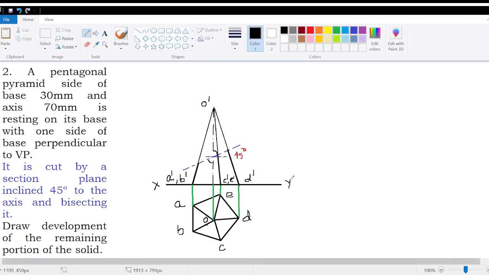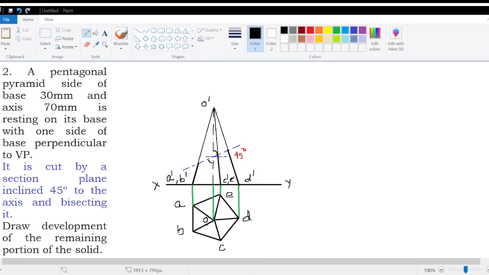Now we will go with the development of surfaces. So we have to find out what will be the actual true length of the slant edge, and anyway the base is given, base is 30 mm. Now we have to go for the development. The development will be nothing but a combination of 5 triangles.